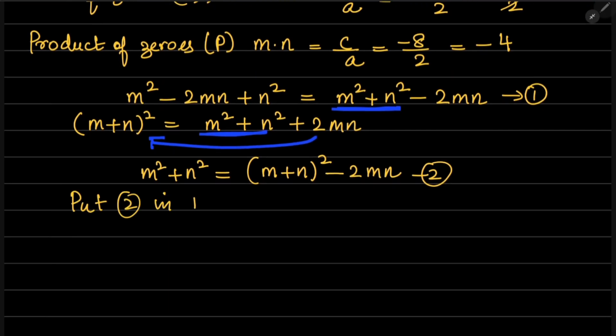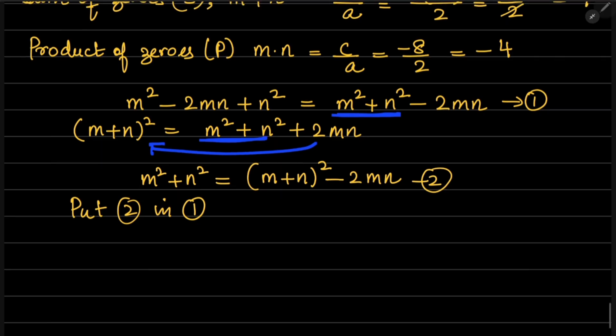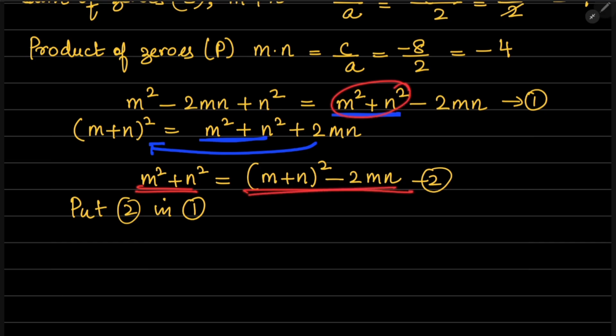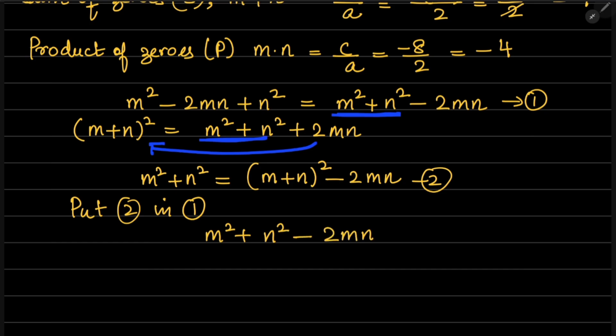Put 2 in 1. So what does it become? If you substitute m square plus n square with this, let me rewrite it. M square plus n square minus 2mn. This is your equation 1. In place of this m square plus n square, I am going to replace it with this formula, that is m plus n the whole square minus 2mn. Again, there is a minus 2mn. Now, what is the sum?